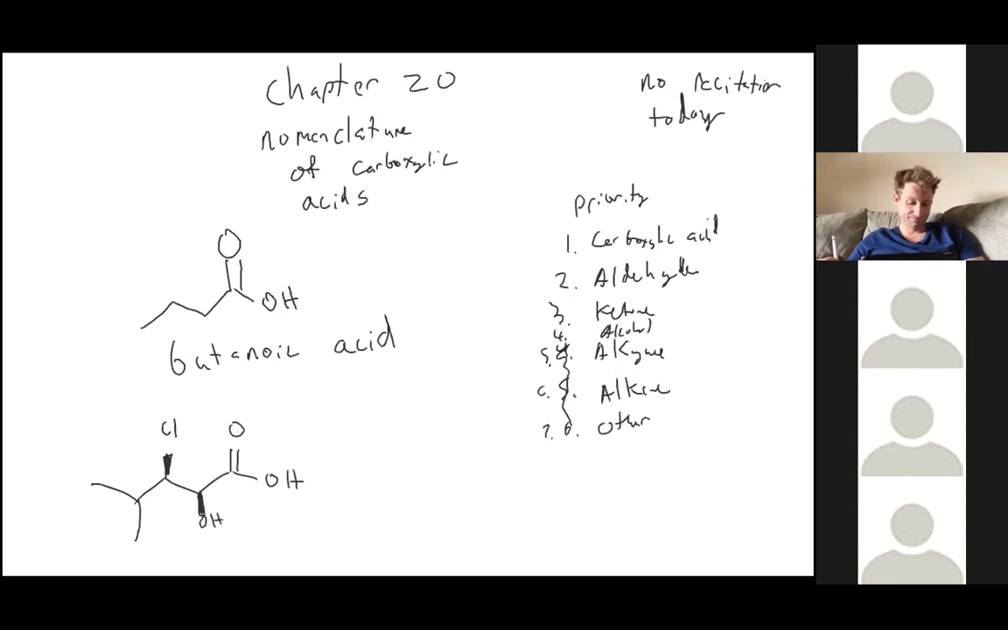All right, so taking a look at this, we're going to start numbering, and it always starts on our carboxylic acid. You never have to indicate where your carboxylic acid is because it's always number 1. Taking a look here, we have a hydroxy on 2, a chloro on 3, and a methyl on 4.